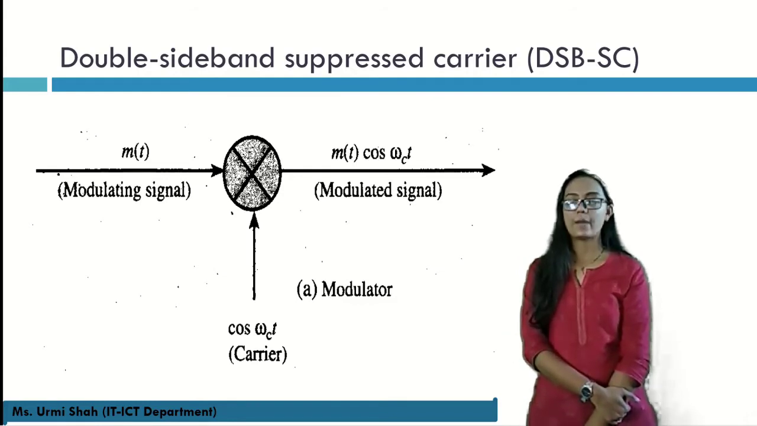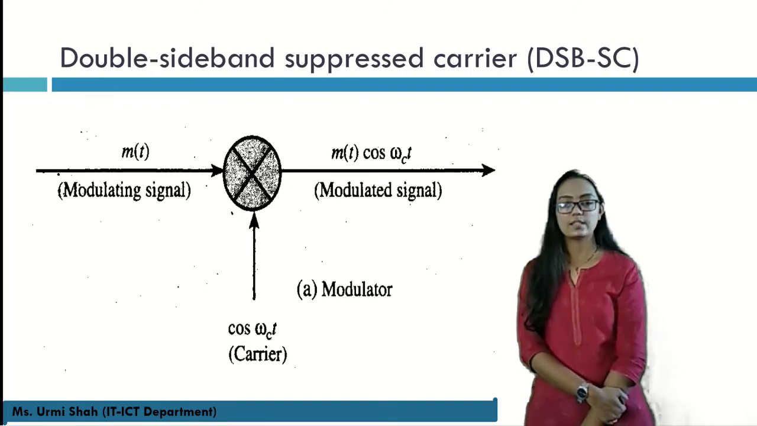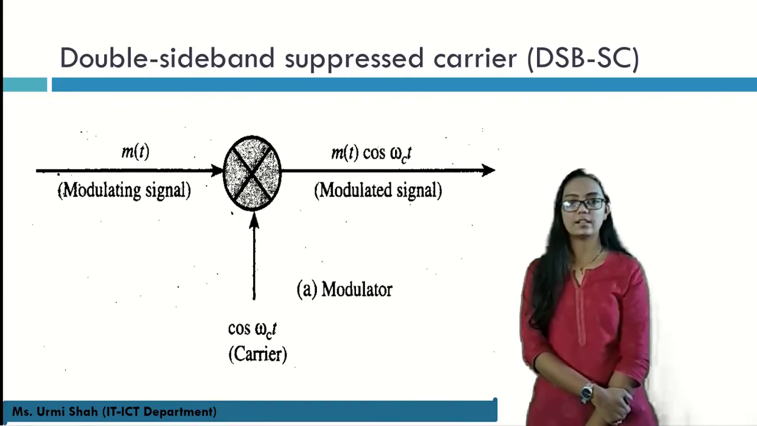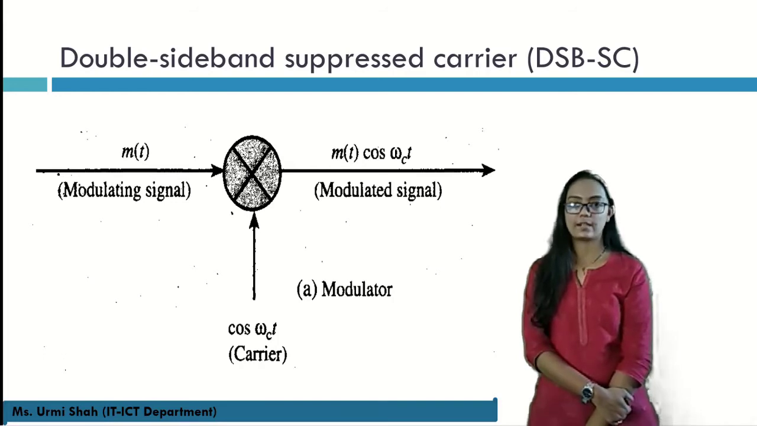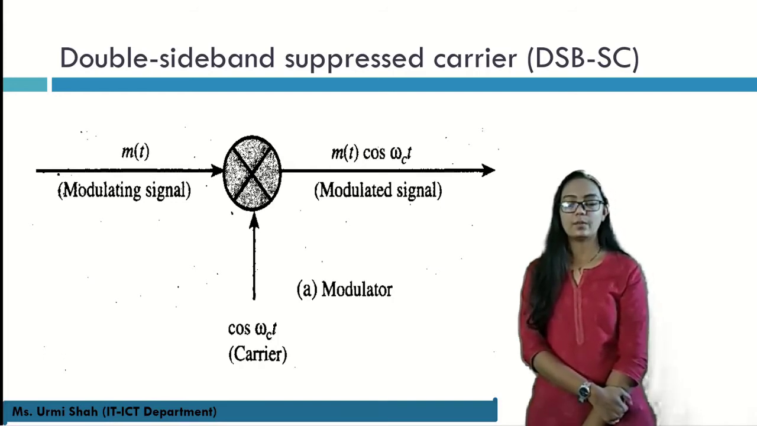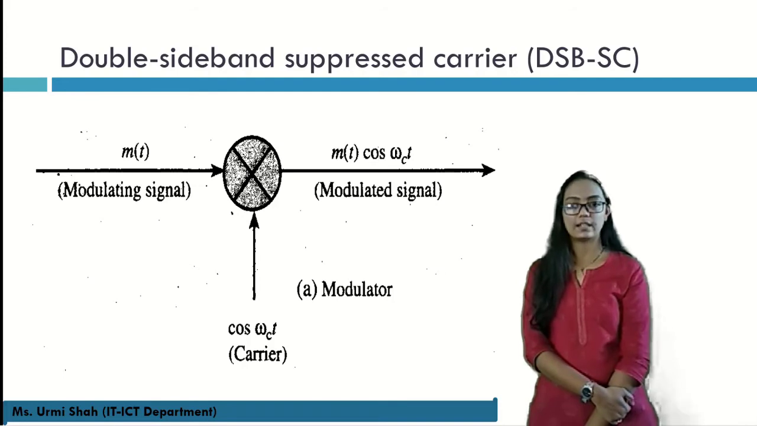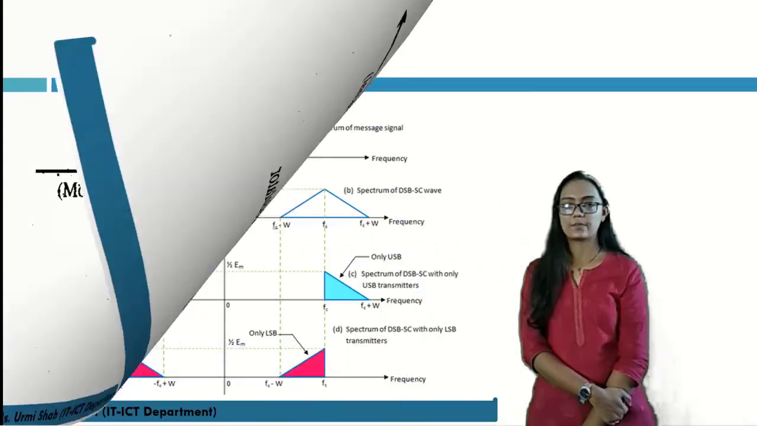So to reduce the bandwidth and improve power efficiency, the DSB-SC modulation scheme is proposed. Here the carrier signal is suppressed in the frequency spectrum. Whenever we multiply our message signal with the carrier signal, the final modulated output is in the form of multiplication of the message signal with the carrier signal.